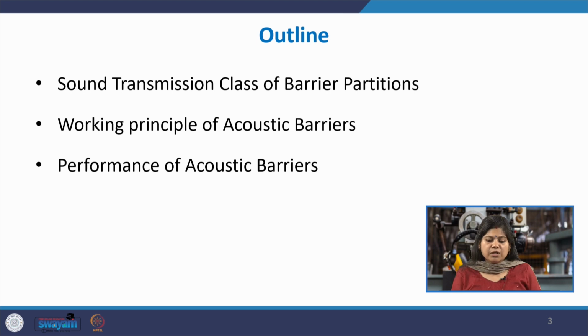So, we already discussed the sound barriers and the typical performance measures of these sound barriers, and today we will discuss one more performance measure, which is the sound transmission class that is assigned to various barrier partitions. Then we will study the working principle of a typical acoustic barrier and the mathematical formulation of the performance of an acoustic barrier in a particular setup.